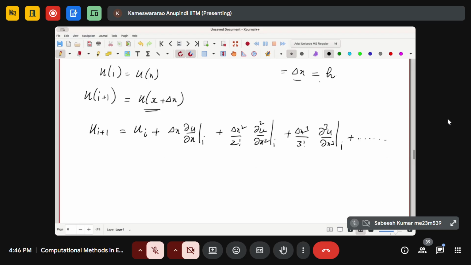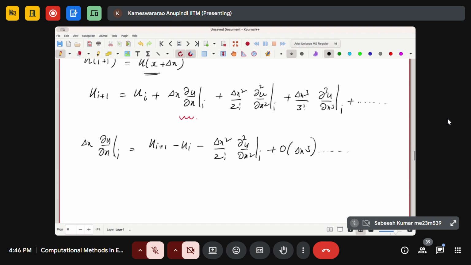but then let us say I'm interested in calculating partial u partial x at i. Then I can of course bring this to the left hand side. I can write partial u partial x at i is going to be u sub i plus 1 minus u sub i, times delta x is there. So u sub i plus 1 minus u sub i minus delta x square by 2 factorial partial square u by partial x square at i plus order delta x cube and so on. So many terms. But then I want to calculate numerically a value for partial u partial x.